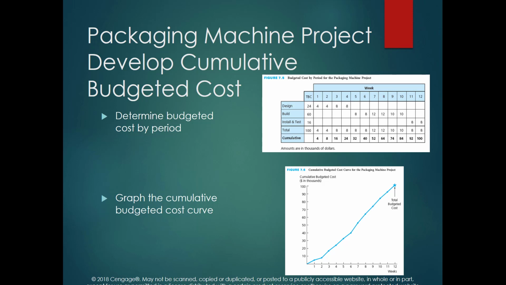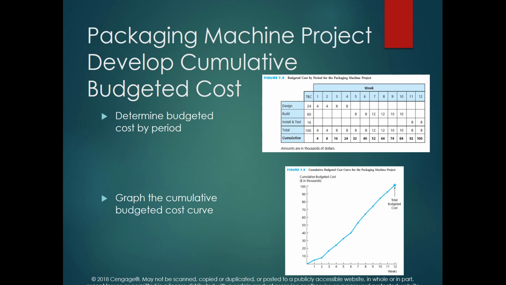Then you can see for the first activity, the design, the cost that we are going to spend based on each week is represented. For example, in week one, we are going to spend $4,000. Then in the second week we are going to spend another $4,000, and so on. So for each of the activities, we write down the money that we are going to spend, and then at the end we add them up.